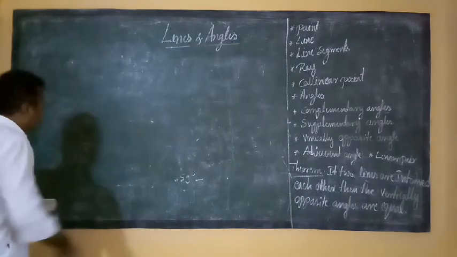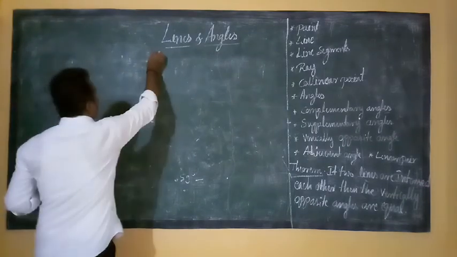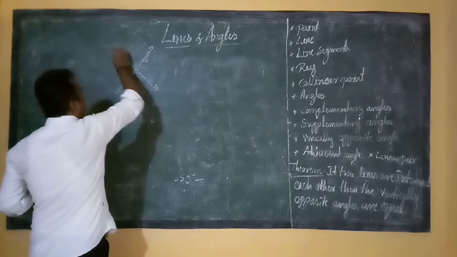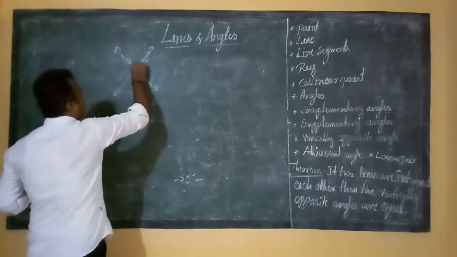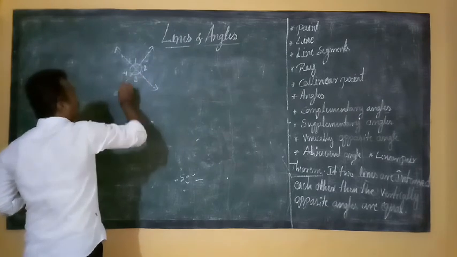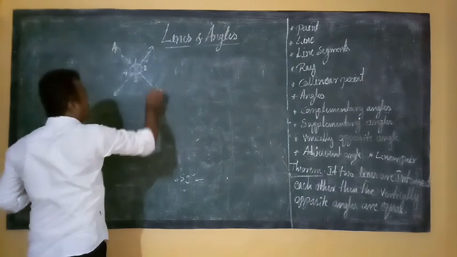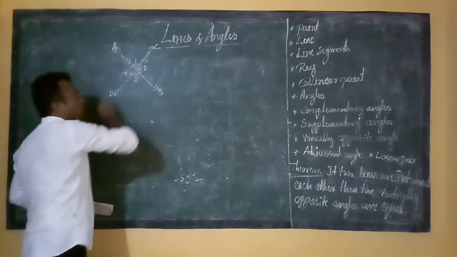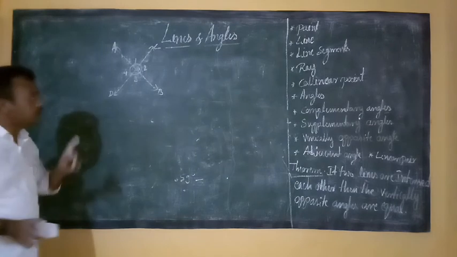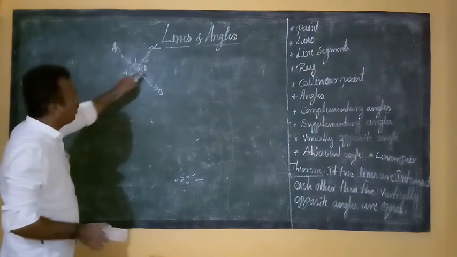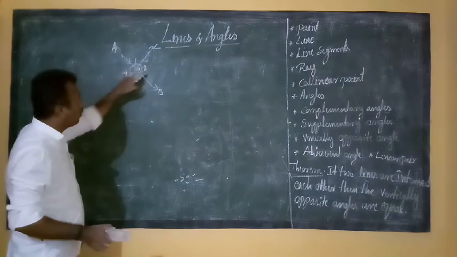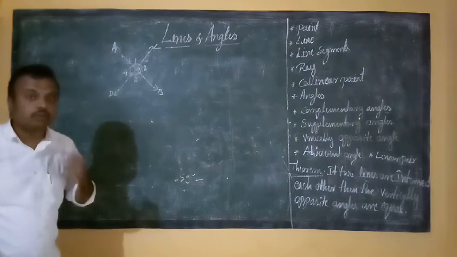See students, first I will draw the diagram. The two lines intersect each other, correct? They form four angles: 1, 2, 3 and 4. So AB and CD are two lines that intersect at the point O. So it forms four angles. Angles 1 and 3, and angles 2 and 4 are the vertically opposite angles. These vertically opposite angles are equal. That is what we have to prove.